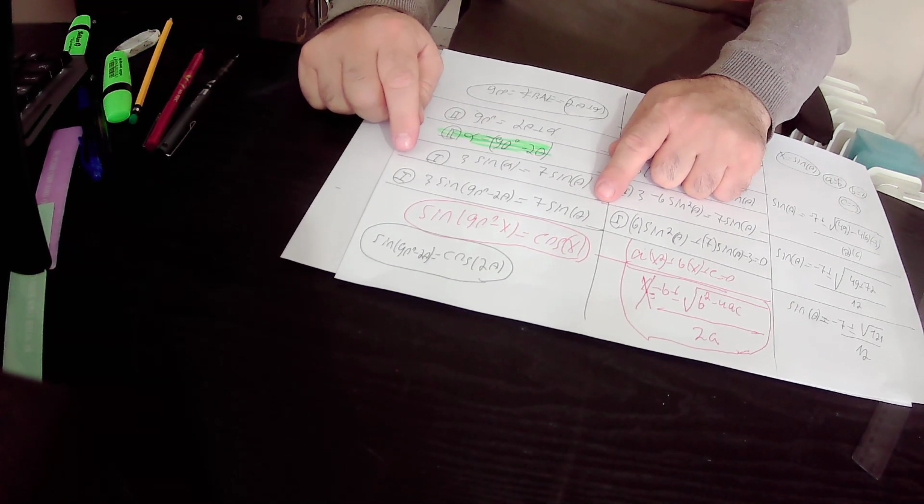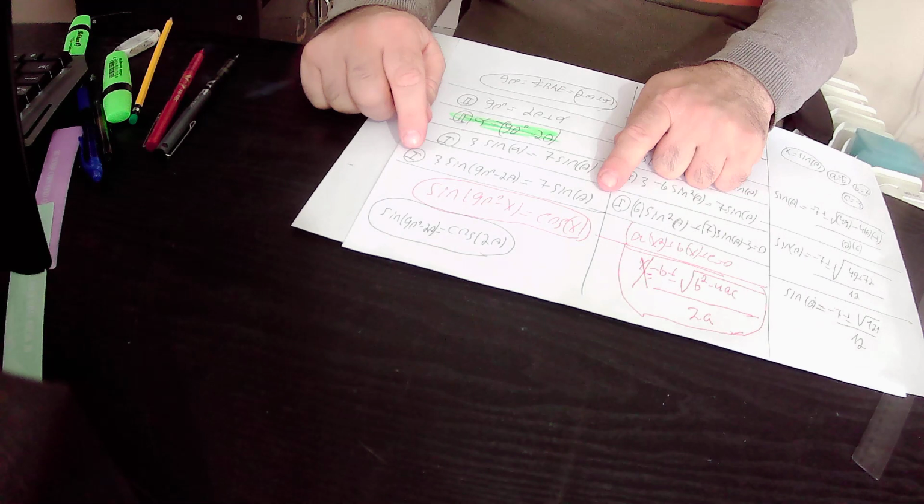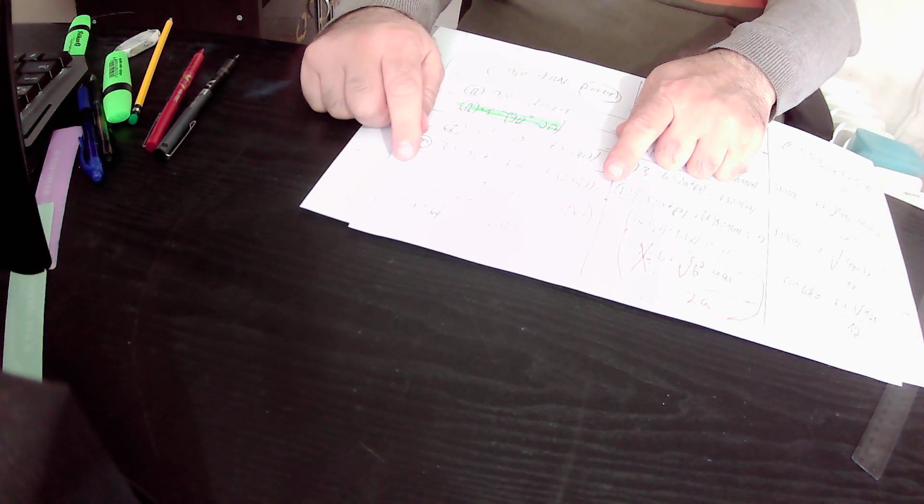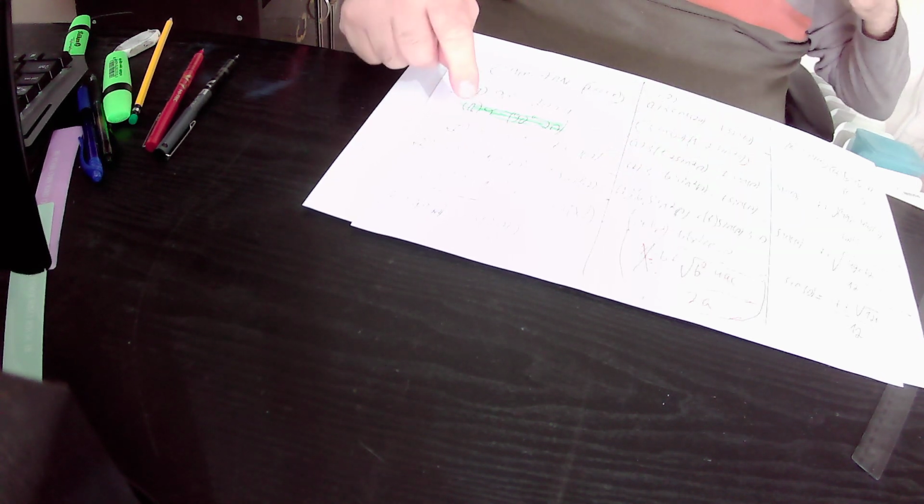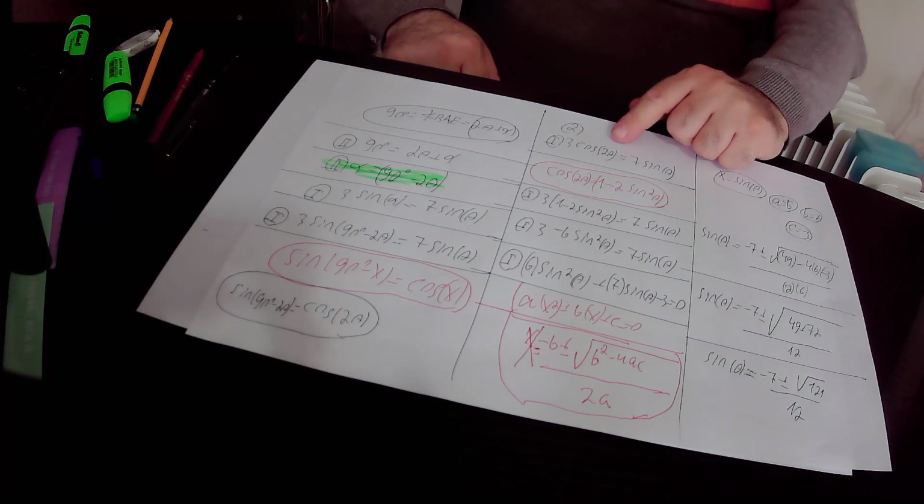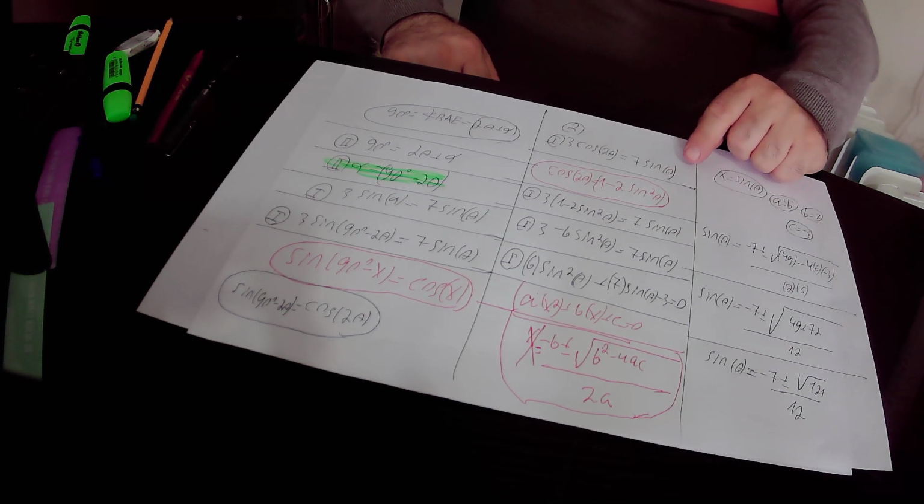And we have the trigonometric identity that states that sine of 90 degrees minus x equals cosine x. According to this trigonometric identity, we get that sine of 90 degrees minus 2 theta equals cosine 2 theta. So we can substitute sine of 90 degrees minus 2 theta in equation number 1 by cosine 2 theta. We did it, and we got that 3 times cosine 2 theta equals 7 times sine theta.